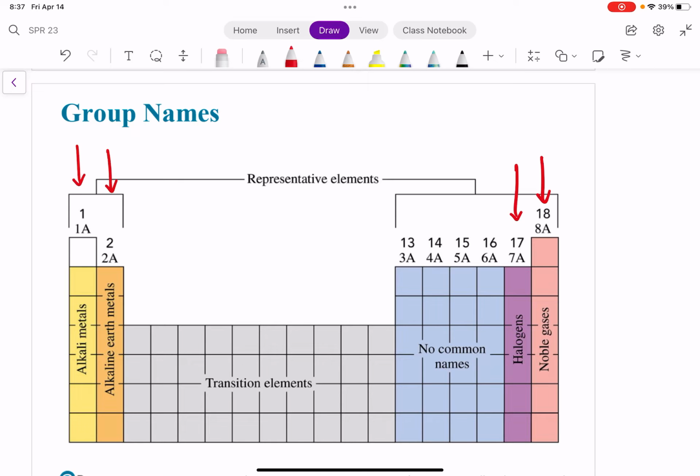I'm also going to let you know that these representative elements, you might also see referred to as main group elements. And then you might also see this gray group as transition metals. Here it's just listed as elements. When we talk about metals versus non-metals, we'll probably start referring to them as transition metals.